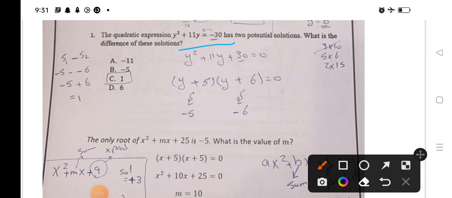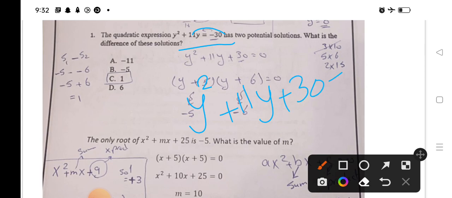No, miss. So what shall I do? Put them in the right order: ax squared plus bx plus c equals 0. So y squared plus 11y. Negative 30 will go to the other side by a positive sign. Don't forget. Equals 0. Miss, he asks me what the two potential solutions are. So he wants the values of y, so I have to factorize.